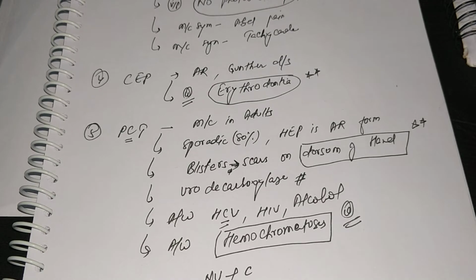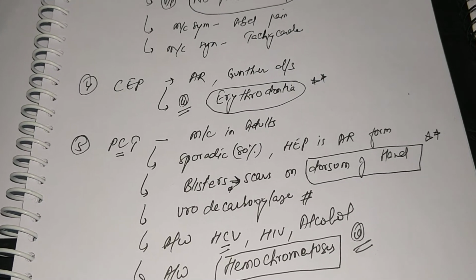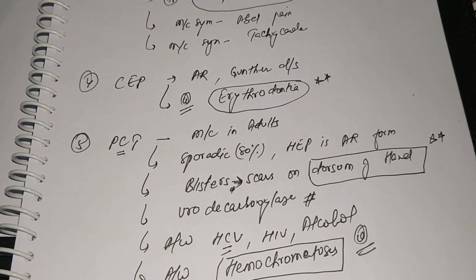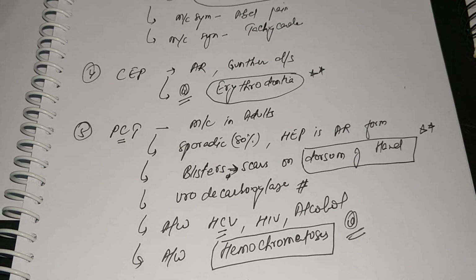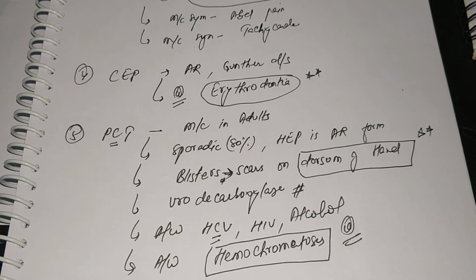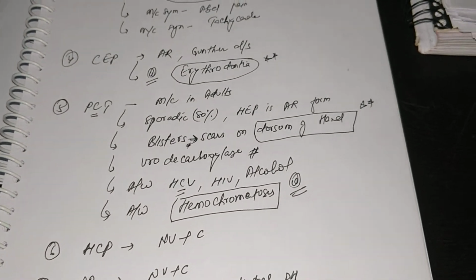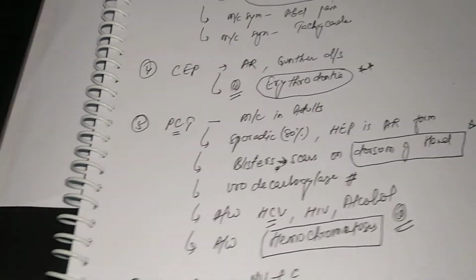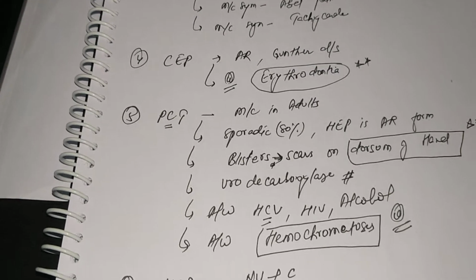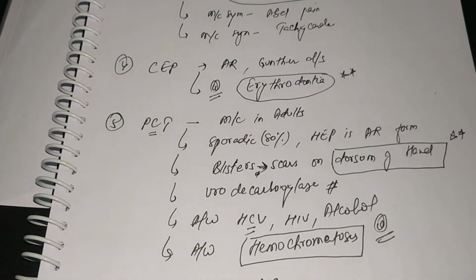The fourth is the CEP, congenital erythropoietic porphyria. It is also autosomal recessive. It is also known as Gunther disease. And the question which can be asked is erythrodontia, meaning the patient will have redness in the gums and the teeth. That is known as CEP. The erythrodontia is seen in CEP.